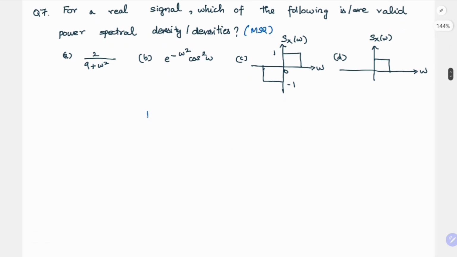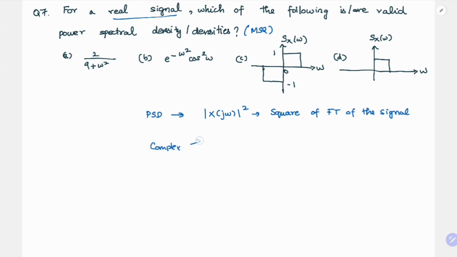So what is a power spectral density? This is given as mod of X of j omega whole square. So it is nothing but the square of the Fourier transform of the signal. In this case, they have given the signal is real. So real doesn't mean it is in the real world. It means not complex, right? Complex has real and imaginary parts.